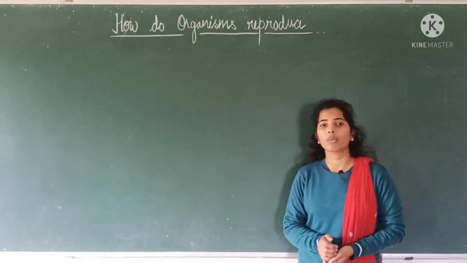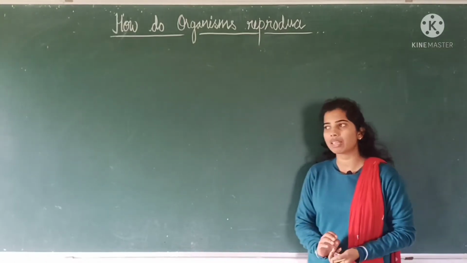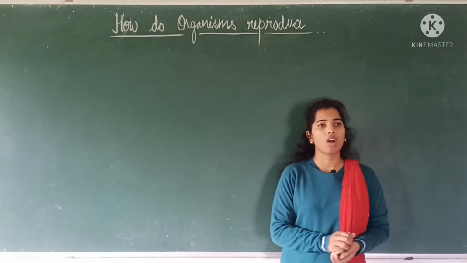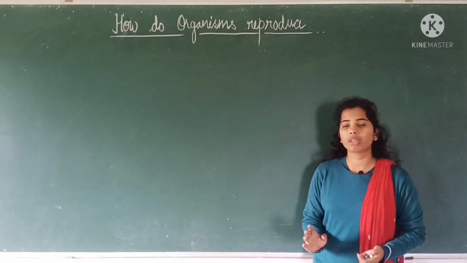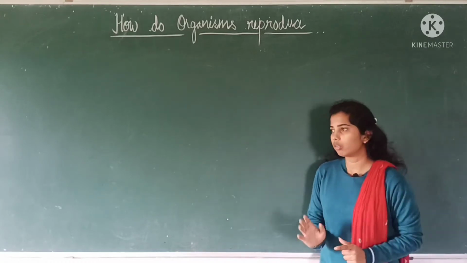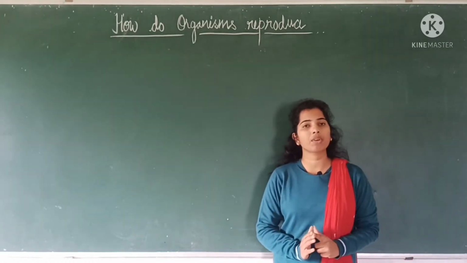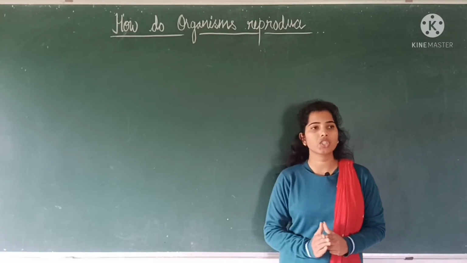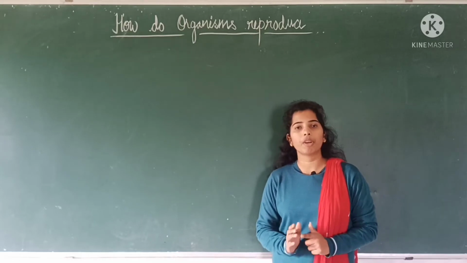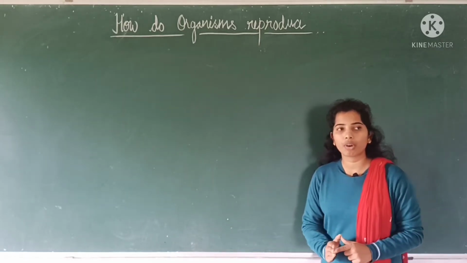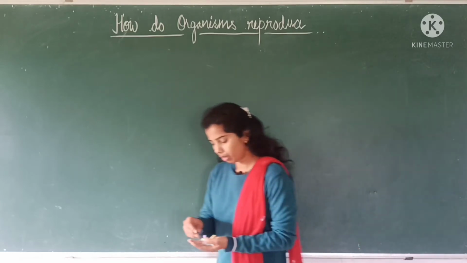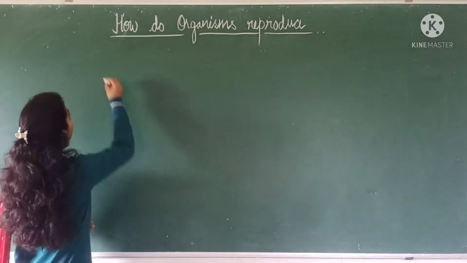Hello everyone, today we are going to start a new chapter of class 10th, how do organisms reproduce. On our earth, all the organisms live for a certain period of time and after that they die. The new organisms are produced by the process of reproduction. Reproduction is essential for the survival and continuity of the species on the earth. So, we are going to learn about reproduction.